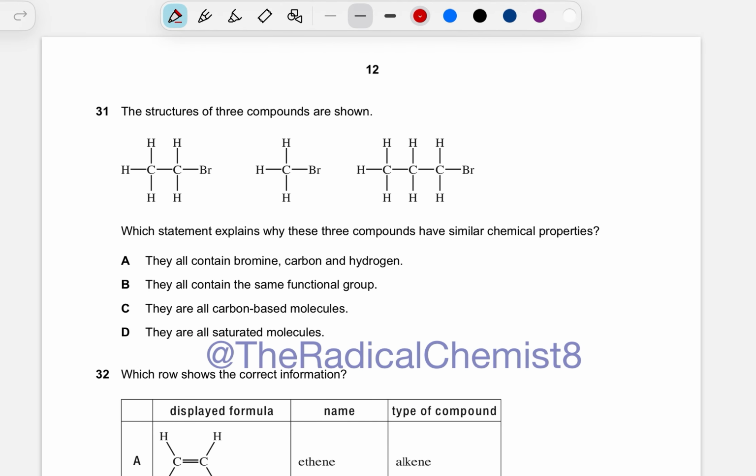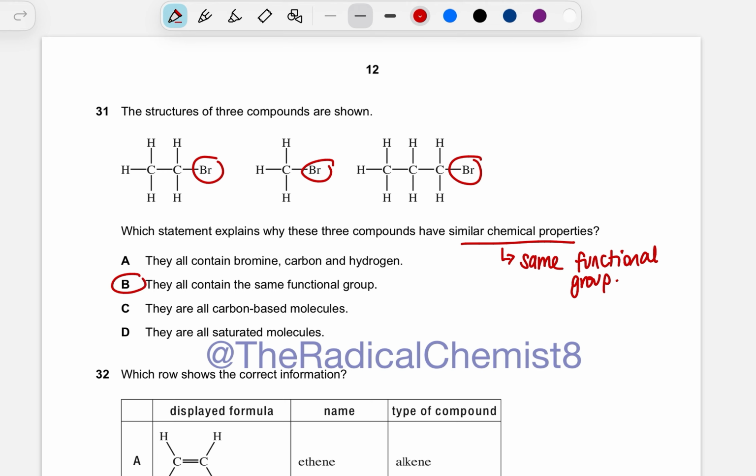Next, the structures of 3 compounds are shown. Which statement explains why these 3 compounds have similar chemical properties? So in organic chemistry, similar chemical properties usually comes from having the same functional group. So in this case, the functional group is the same. These are halogenalkanes. Bromine is the same functional group, so your answer is B.